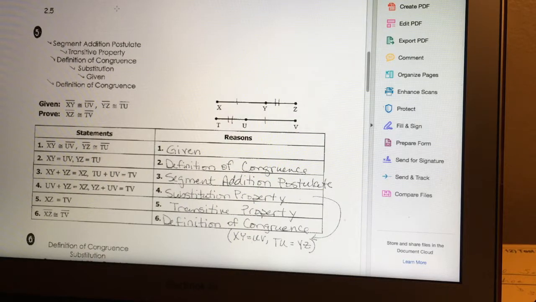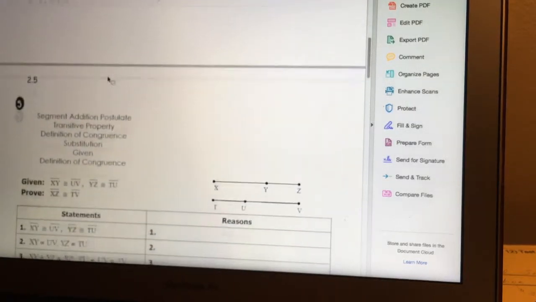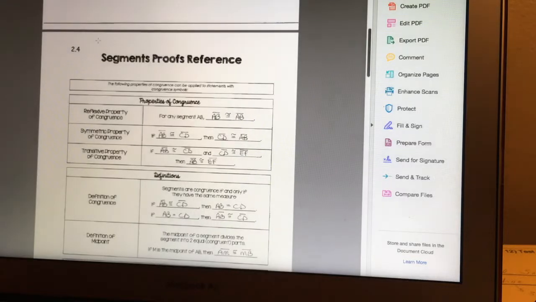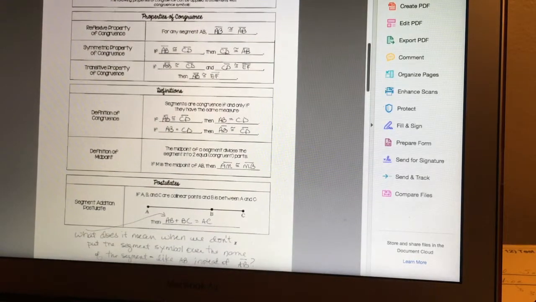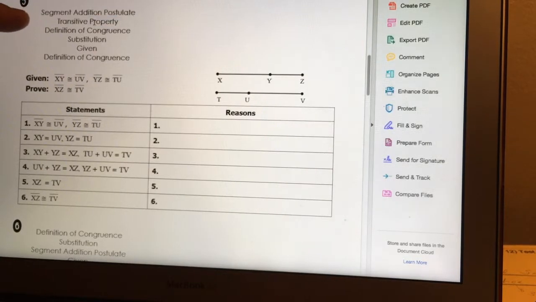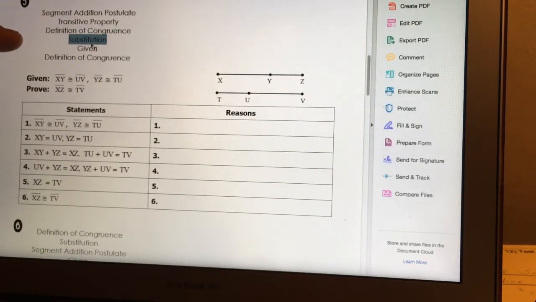Alright, starting the second video, starting with number 5 in homework 2.5. Okay, so for number 5 here, notice we're given segments, so we probably want to be looking at our segments proof reference. And again, we want to start by reviewing what these different terms mean up here.